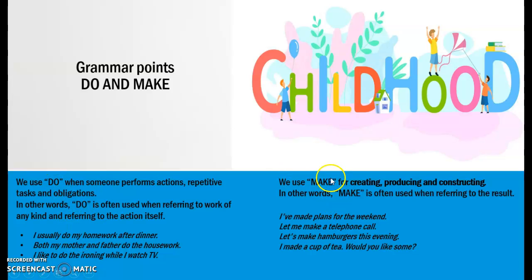But sentences using make: I have to make plans. Let me make a phone call. Okay? Let's make hamburgers. All those sentences are talking about creating, because you are creating plans, you are creating something in your mind. Make a phone call: you are creating a phone call, you are producing something, a call. And here we are producing hamburgers.